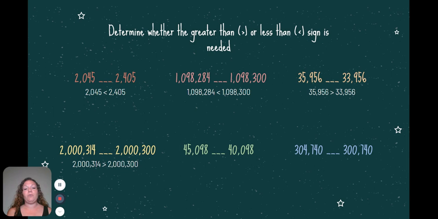The next one, 45,098 or 40,098. So the 98 is the same. So now we must be looking at the 10,000s and the thousands place. 10,000s is the same. 5,000 is larger than 0. So the first number is greater than. 304,740 and 300,740. So 304 is in our thousands period. We talked about that, the thousands period. And then 300. So 304 is greater than.